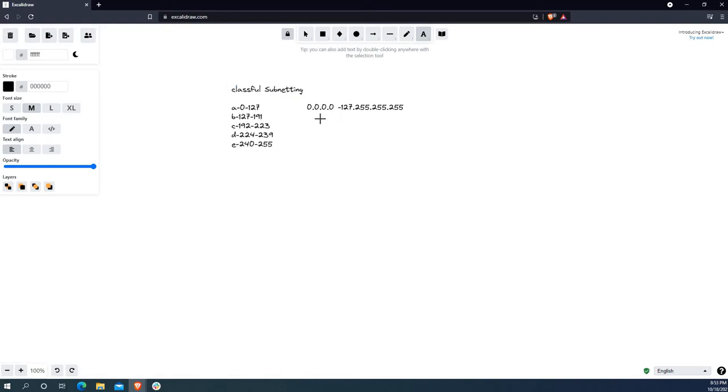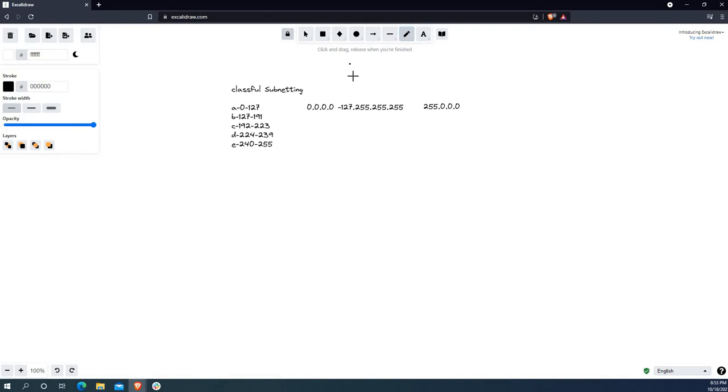And what do these subnets mean? What does an actual subnet represent? So in A network, it represents a subnet mask of 255.0.0.0. And what this means is if the first number of your IP address is the same, then you're on the same network.